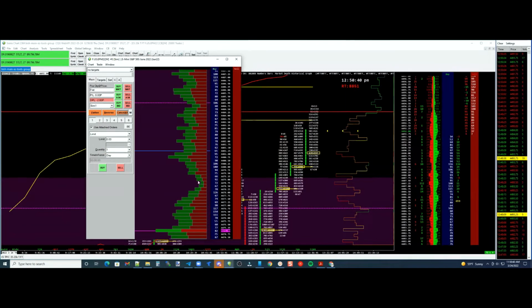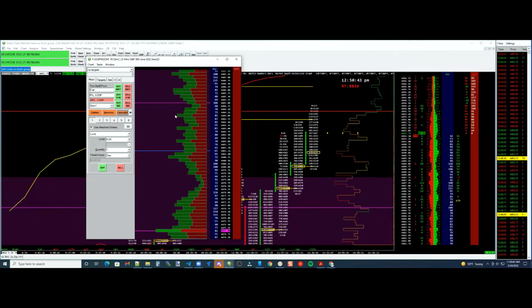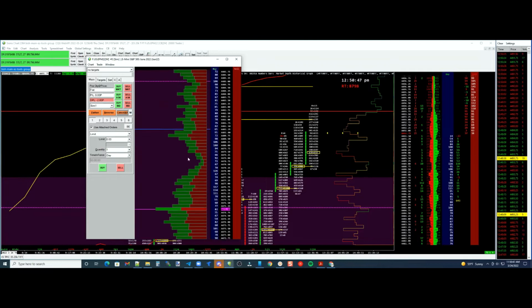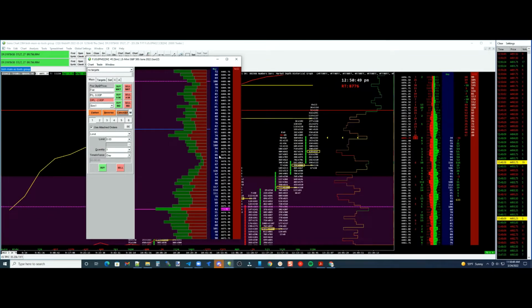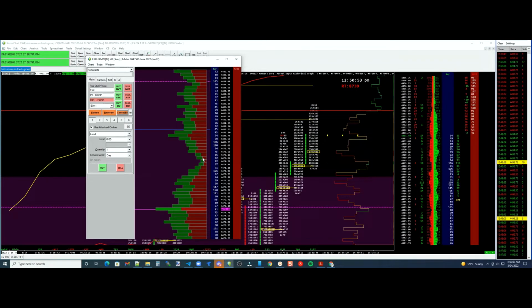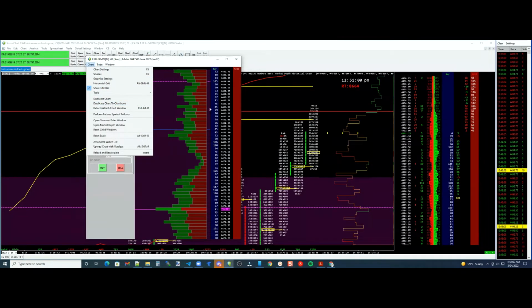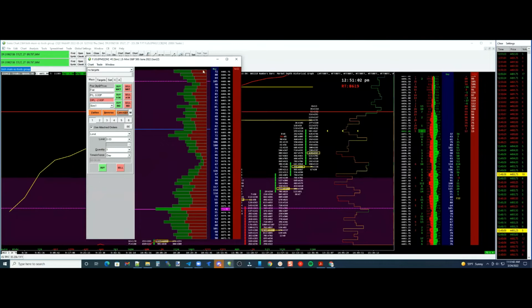I can see buyers defending this area or not. So if I want to get long right here off of this low volume area and trade it back through this high volume area, then I would be able to see on the DOM real time whether buyers are defending it or not. Yeah, we talked about that in the last webinar. So lots of cool things that you can do with this particular setup.